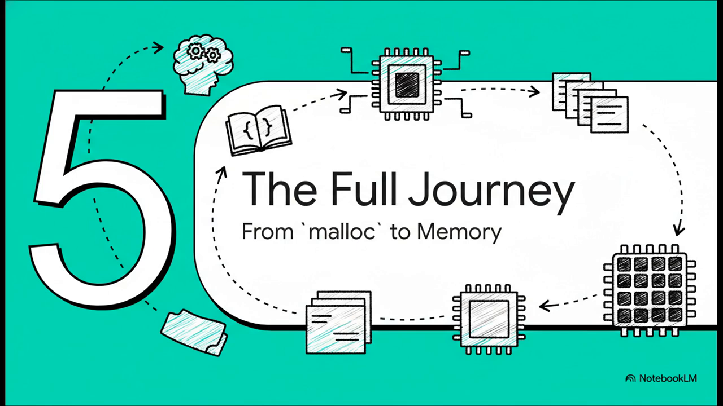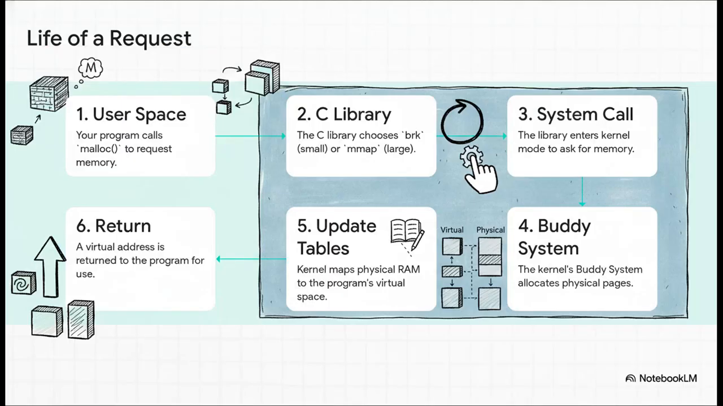All right, we've looked at all the different layers. So now, let's put it all together. Let's follow one single memory request on its complete journey, from the moment it's made all the way to getting the memory. Okay, here we go. Step 1. Your program calls malloc. Step 2, the C library, working behind the scenes, catches that call. It makes a decision. Is this a small request? Use brk. Is it a big one? Use mmap. Step 3, the library makes the system call, and bam, we jump from user mode into kernel mode.